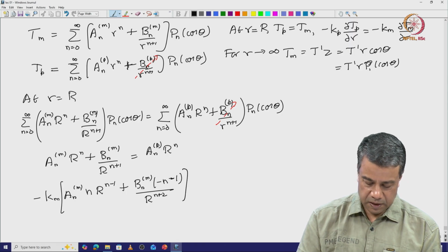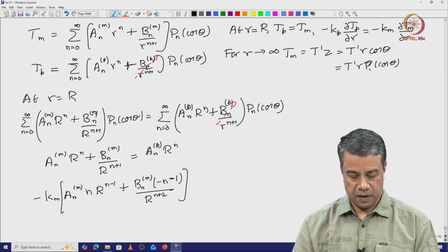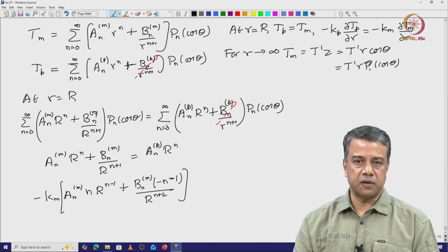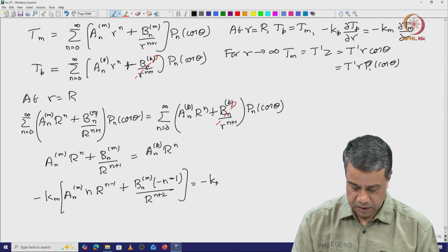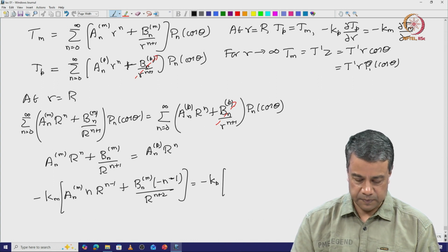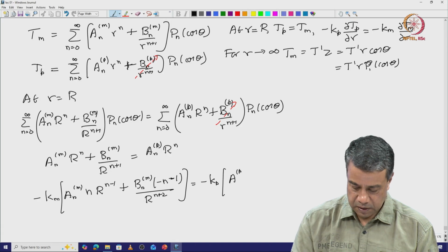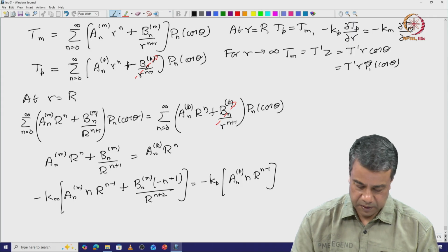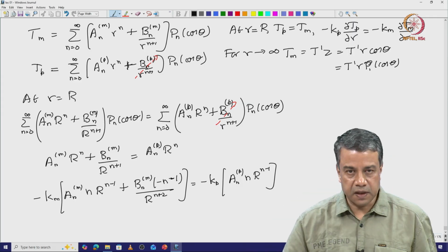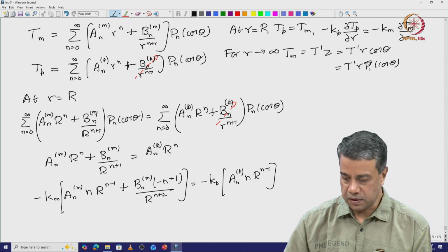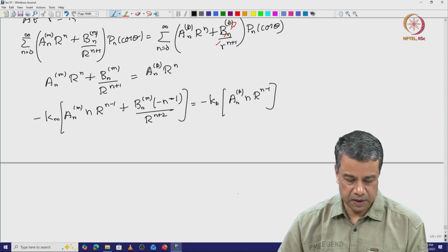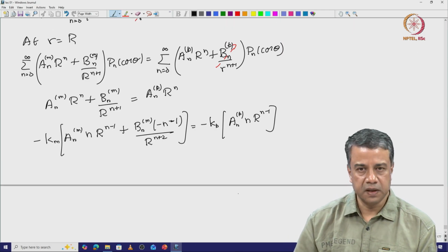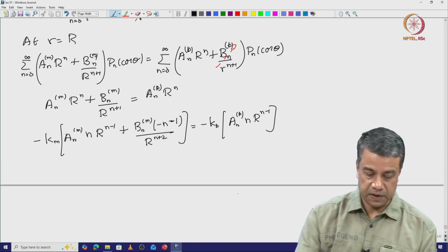I have taken the derivative and substituted r equal to r at the surface. This is equal to minus k particle times the derivative of the particle temperature, term by term, a n particle into n r power n minus 1. So, at each value of n, the left side and the right side have to be equal at the interface between the particle and the matrix. Those are the two boundary conditions at the interface.